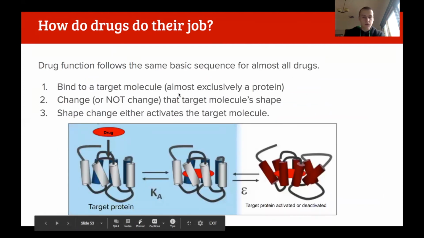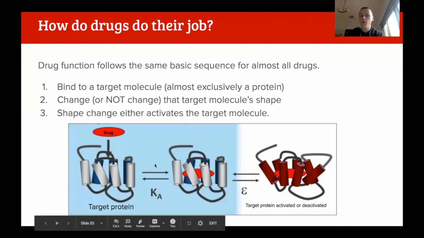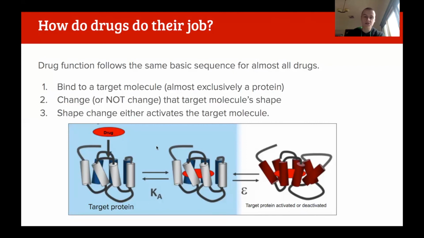So here we've got a little summary of how that works, complete with a diagram. So first, the drug will come along. It's here in this little red oval here. It will bind to the target protein. Almost all drugs work by binding to proteins. This is almost universal.